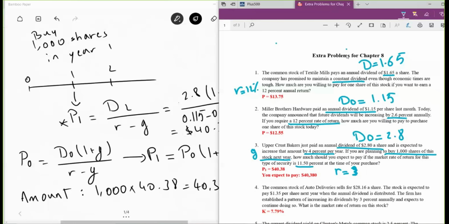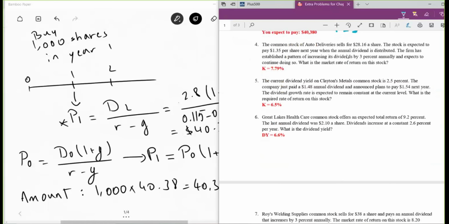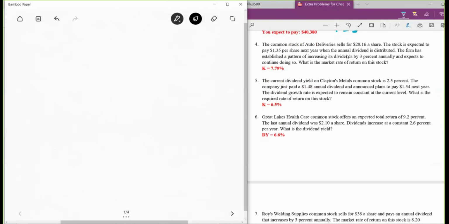Now problem number 4. The common stock of auto deliveries sells for 28.16. So the 28.16, this is P0. The stock is expected to pay 1.35 per share next year.